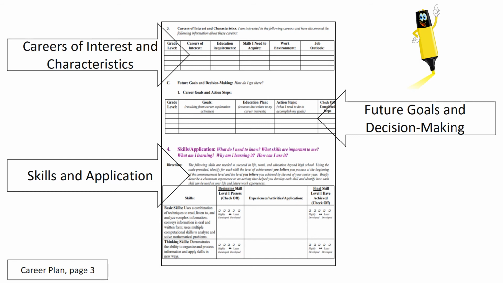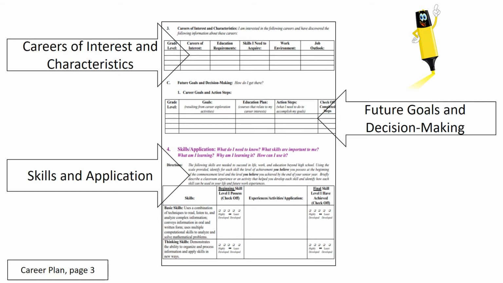Let's move on to the next area, future goals and decision making. Now that you've identified areas of career interest, it's time to think about goals. A word about goals. They are observable and measurable. That means they include activities that can be seen, and once they do occur, we can determine whether or not the outcome was successful. Here's an example.